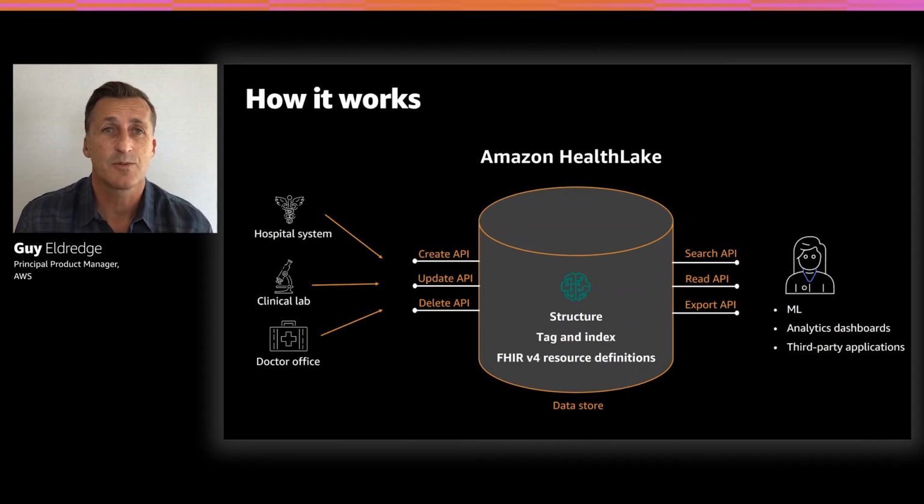search, read, and export APIs. So you can now search on keywords like hypertension or that 6-character ICD-10 code across all of your normalized and indexed data, and you can integrate that with machine learning and analytics dashboards. You can also connect third-party applications. This is really important to enable providers to share patient data with other providers and provide patients unfettered access to all of their health information.